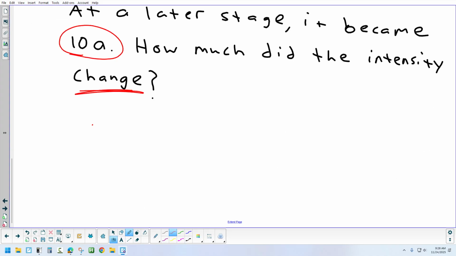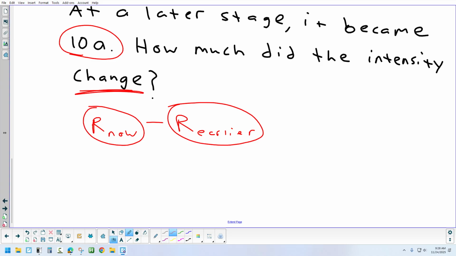So we're going to find the intensity now minus the intensity earlier. So we've got to set up a formula for each one of those. Let's start with the intensity now. That's the later stage, and this is the earlier stage. Think of it like that.